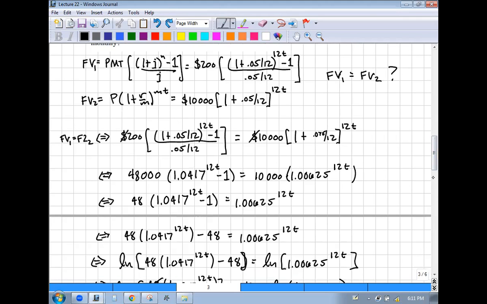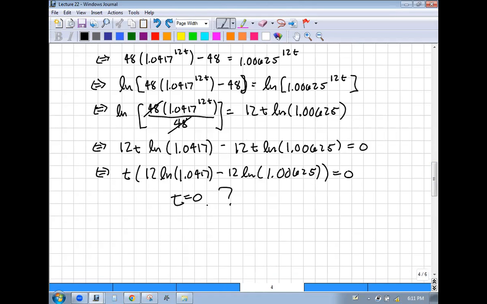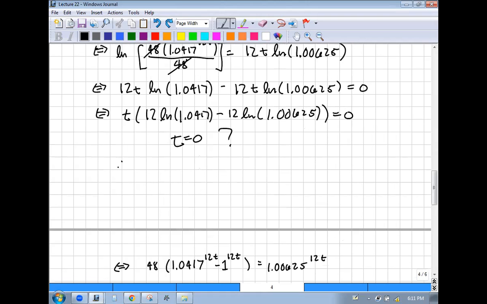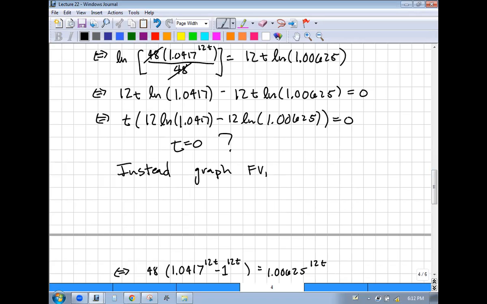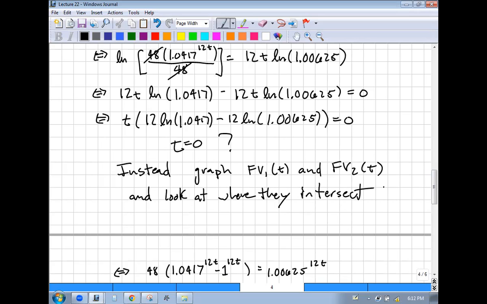So we'll put it right here. Instead, graph FV1 and FV2 and look at where they intersect. Apparently, we don't have the math in here that you've learned anyway that allows you to actually solve analytically for T, okay?